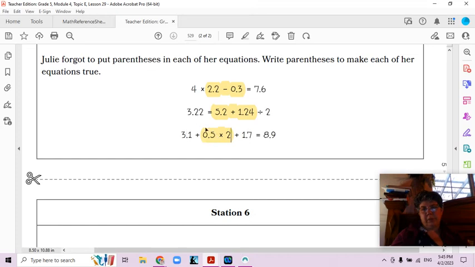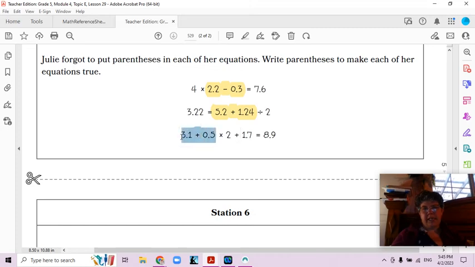1, 4, 5, 6. I mean, it feels like that one could be the right answer, but it's not quite enough. So let's try something else. Just try and take the color off. All right, so I'm just looking for what I'm going to be doing first, because that's where I'm putting my parentheses.